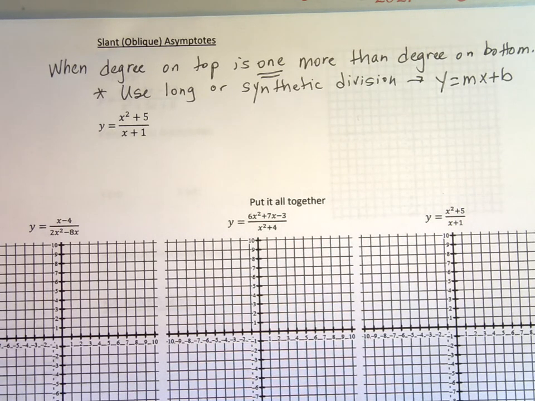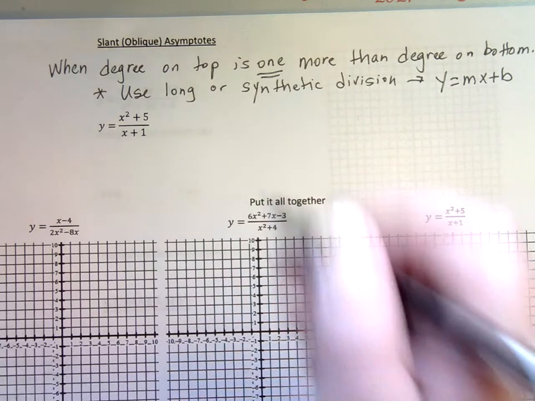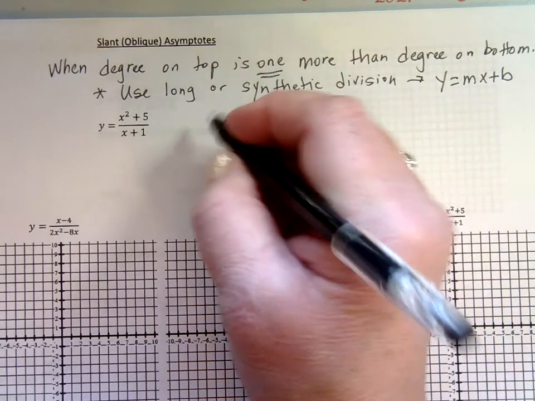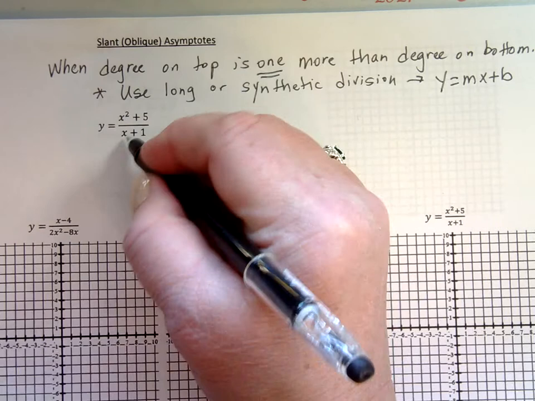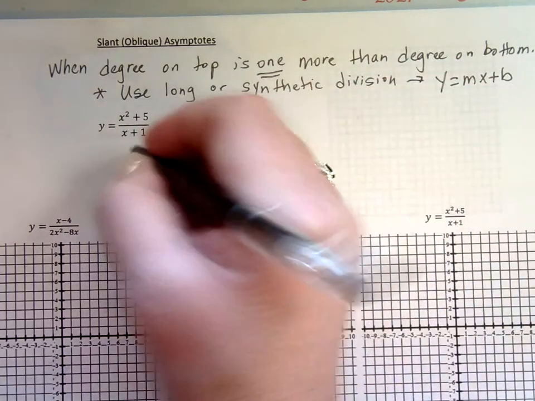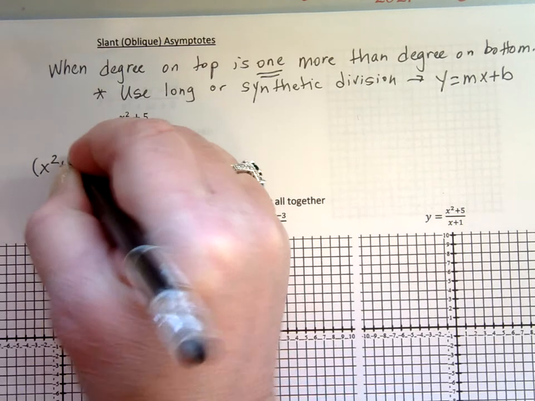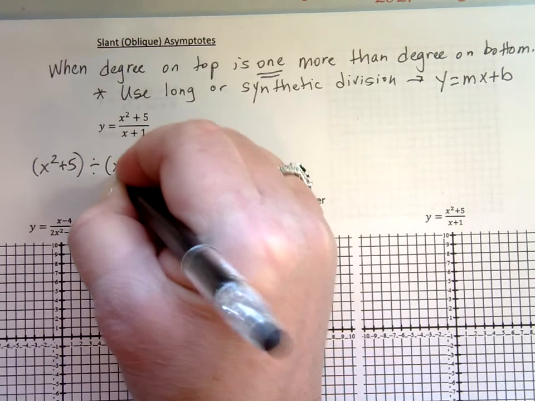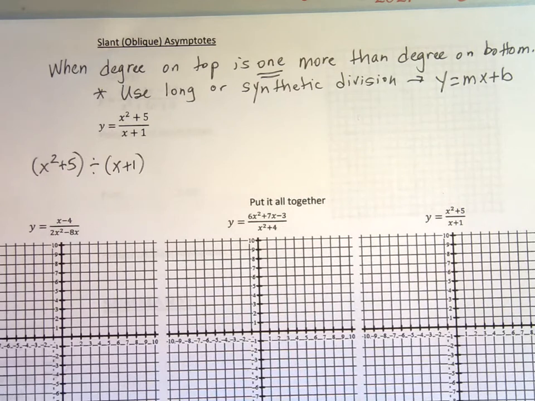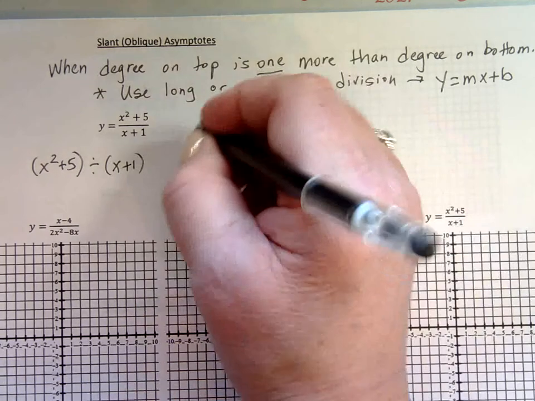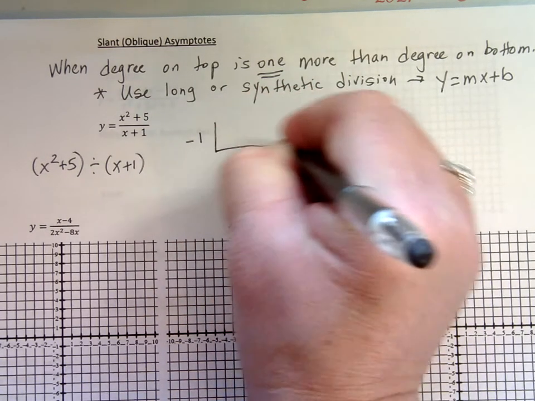So how do I find it? We all like synthetic division way better than long division. So here's how it goes. We're going to set it up for synthetic division. Back in the day we would have seen it this way: x squared plus 5 divided by x plus 1, right? That's the same thing. So the divisor is x plus 1. Take x plus 1, set it equal to 0. I get a negative 1. That's what goes out in front of my synthetic division setup.